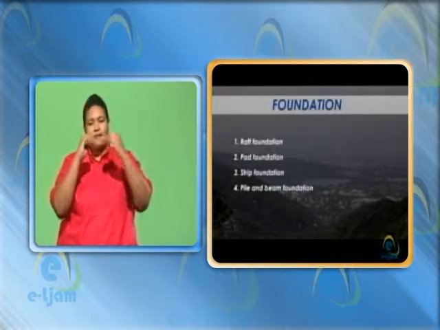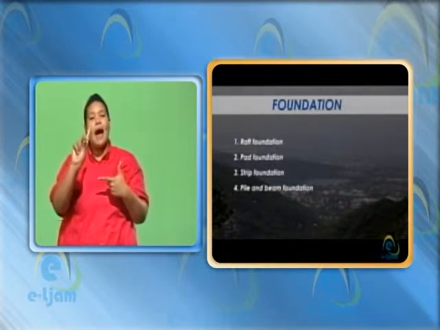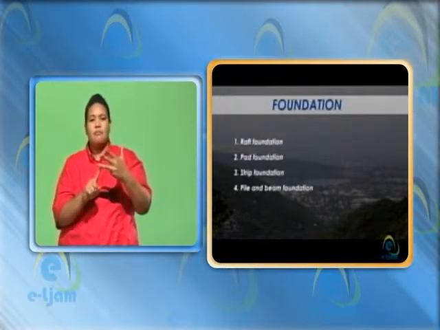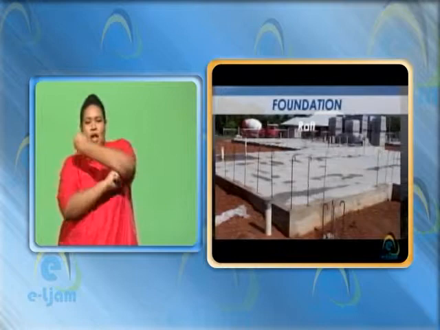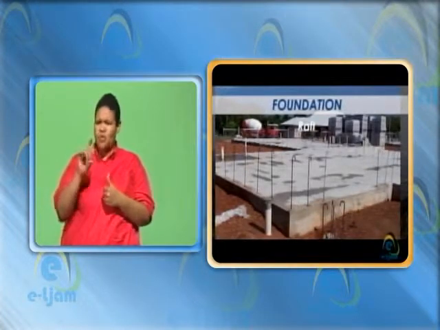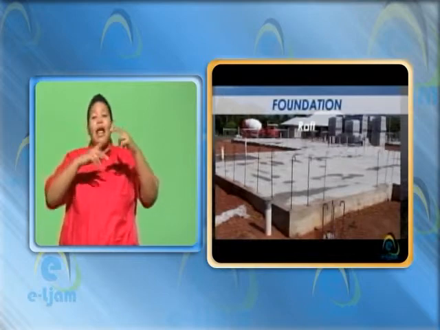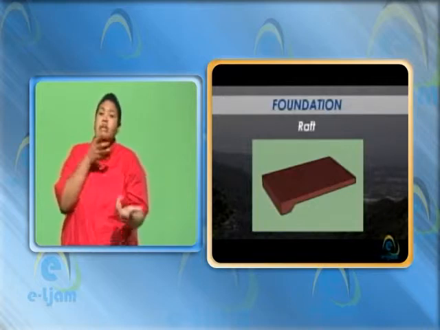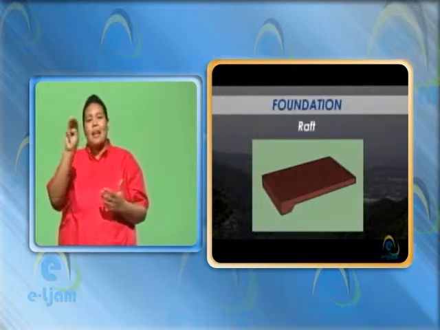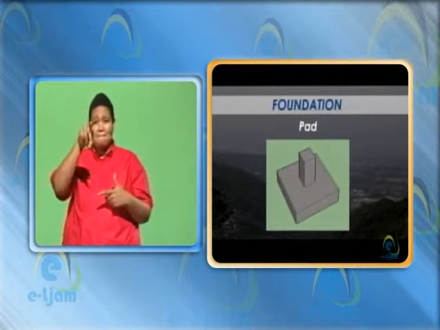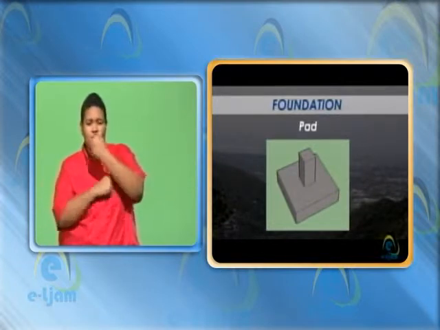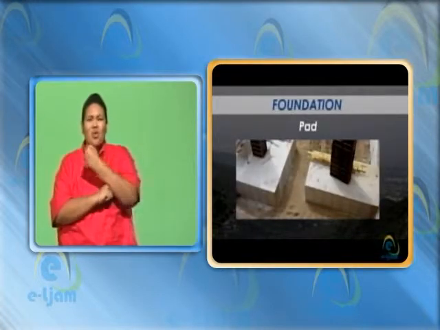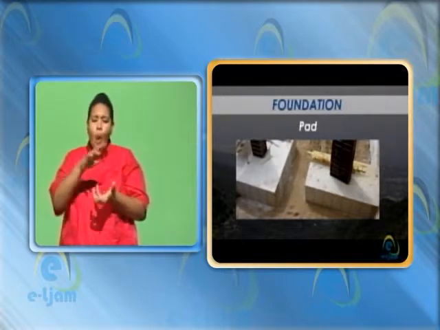The 4 major types of foundation are: 1. Raft foundation. 2. Pad foundation. 3. Strip foundation. And 4. Pile and beam foundation. Raft foundation is one which covers the entire area of the building and may extend beyond it. It consists of concrete that is suitable, reinforced, and up to 300 millimeter thick. Pad foundation is generally an isolated foundation consisting of a block of reinforced concrete, meant to support reinforced concrete or steel columns, especially in framed buildings.